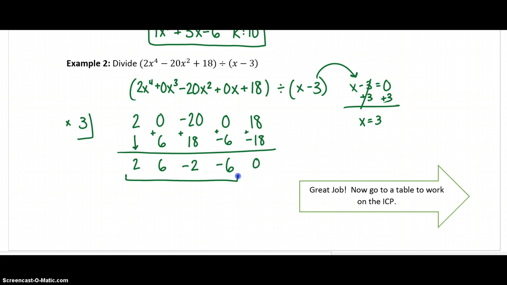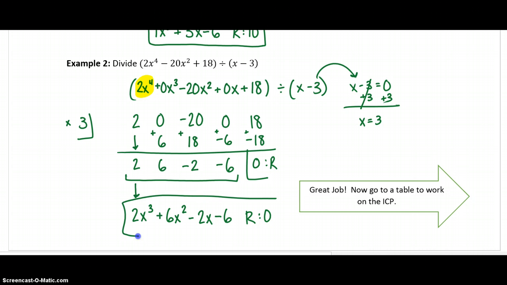So here's my whole number part. There's my remainder. I started with 2x to the fourth. That means I'm going to start in my answer with an x to the third. So it'll be 2x to the third plus 6x squared minus 2x minus 6, and our remainder is 0. Now when the remainder is 0, you don't have to write it, but you can. Doesn't really matter either way. And there is our answer. Okay, so now whenever you do synthetic division, you should always check to see if it is missing a term.